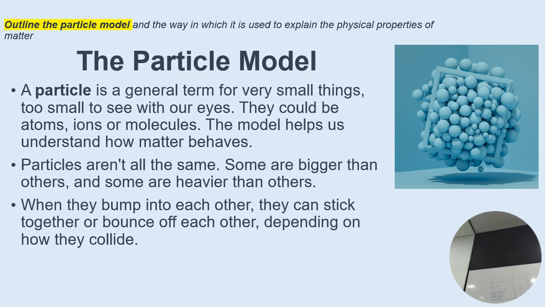So the term particle in science was used to simply describe a very small piece of matter, right? The general term. Particles could be atoms, particles could be molecules, particles could be ions, particles could be a piece of substance. Yeah? It's a general term to describe a small piece of substance. And they're not all the same. Some are big, some are small. Right?